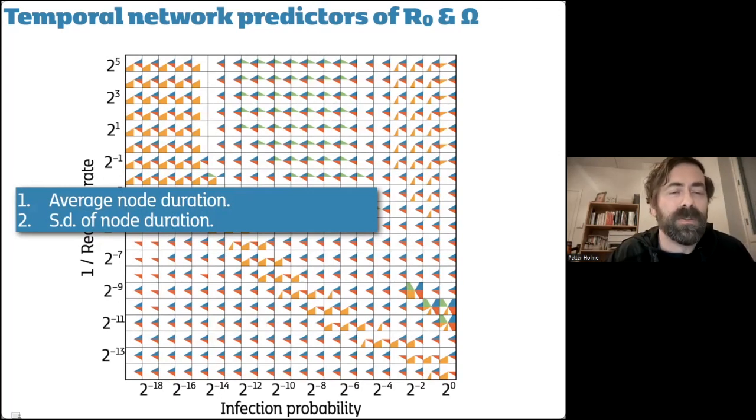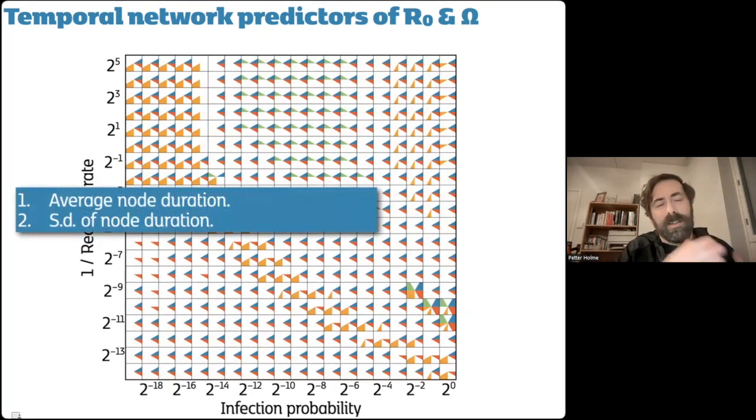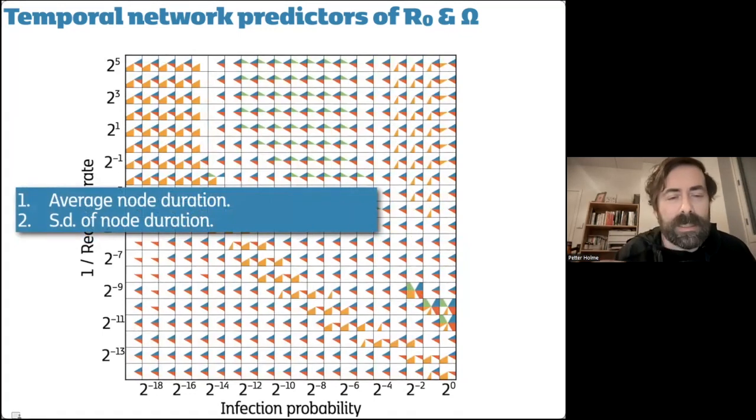Then the average node duration, which is also related to the turnover of agents or individuals in this data set, and the standard deviation of the same quantity, turn out to be the most common. They are always there. That's the blue and red triangle in this plot. Okay, so this is work in progress, an idea of something I think is a more modern project than the previous vaccination project.